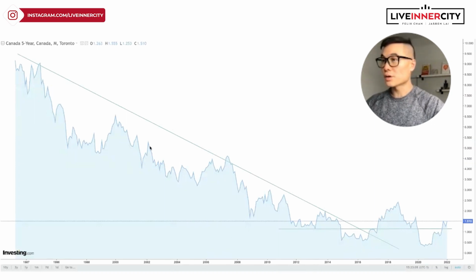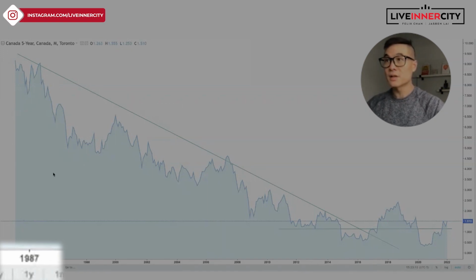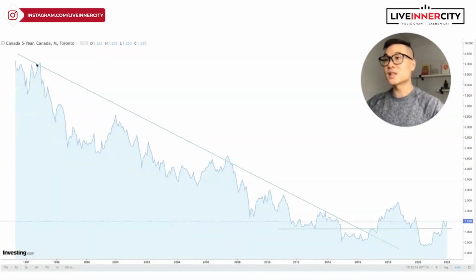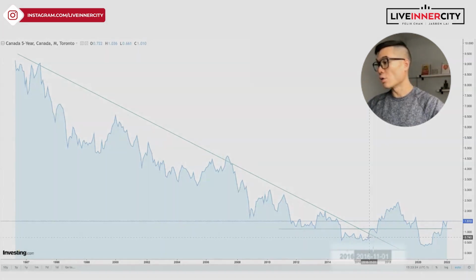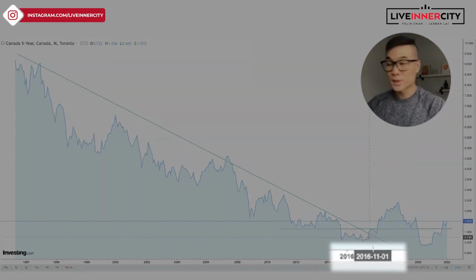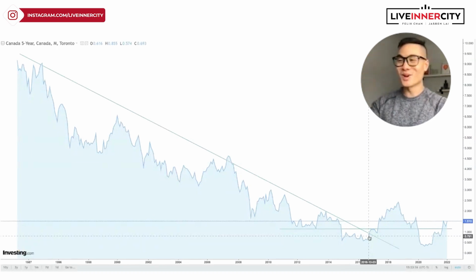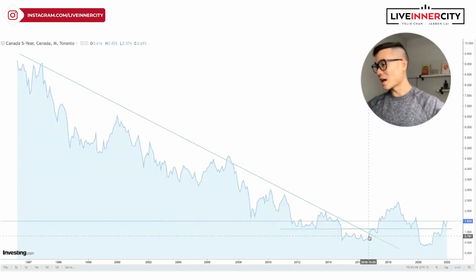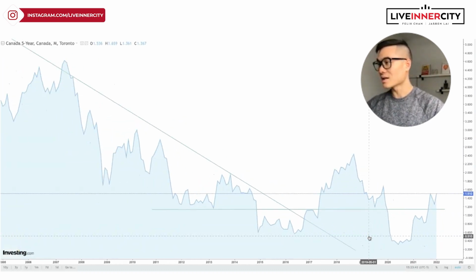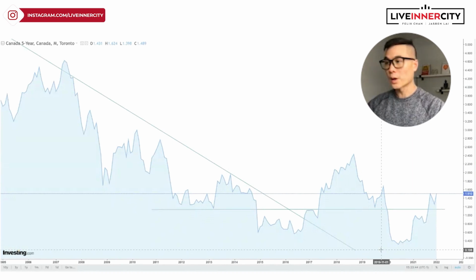So again, this is a chart of the 5-year bond yields dating pre-1987. This is a monthly chart, and you can see that we were in a bearish trend, and we broke through the bearish structure in November of 2016. Okay, now I'm used to drawing support and resistance lines for equities and cryptocurrencies, not so much for the bond yields. And I think that it kind of gives us a decent indication of where we might be going.